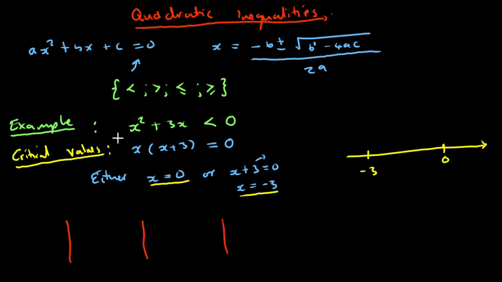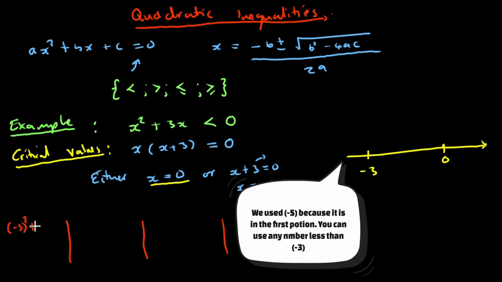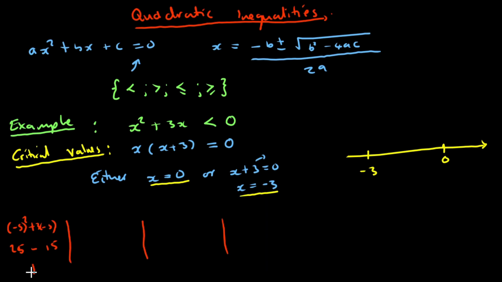Let's use -5. So we substitute into the expression, which is x squared plus 3x. So we have (-5) squared plus 3 times -5. What answer do I get here? I get 25 subtract 15, and the answer is positive. We don't really care about the answer being a number like 10 or 15, whatever. We just need to know, is it positive or negative? It's positive. So right here, the graph is going to be positive.